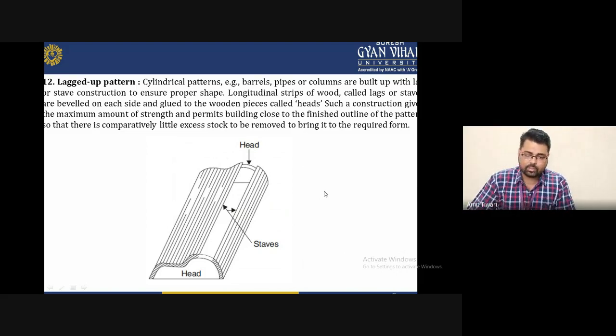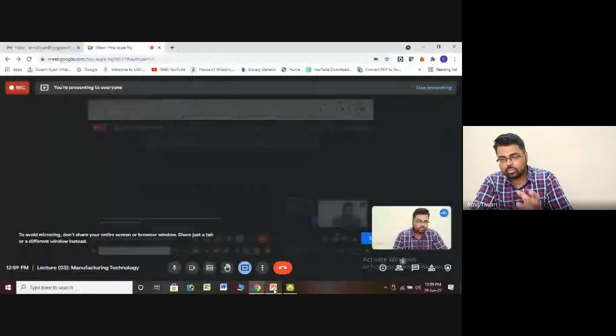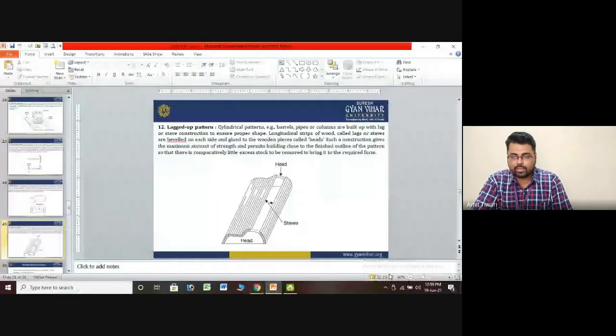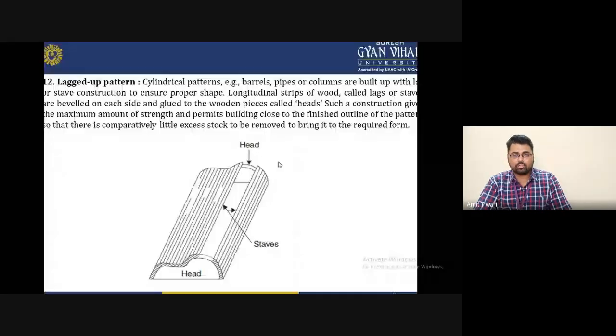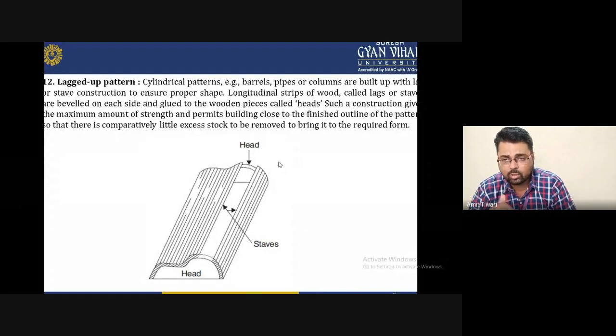You can see these are the head portion. You can see here they are the line type. You can see slabs, and these slabs you can convert into this type of cylindrical pattern. These cylindrical patterns are generally helpful for maintaining this type of structure and for the production. With the help of this production, we require such a pattern for making cylindrical barrels or pipes or columns. So with the help of this they will be constructed.